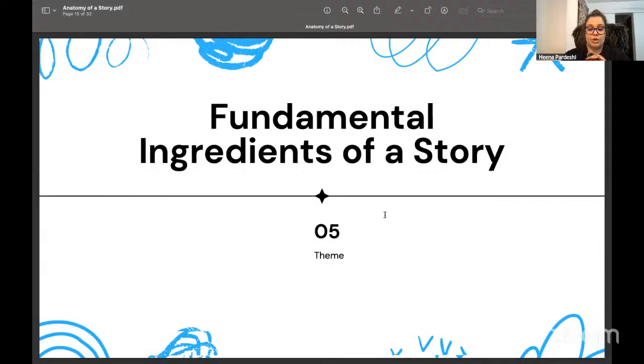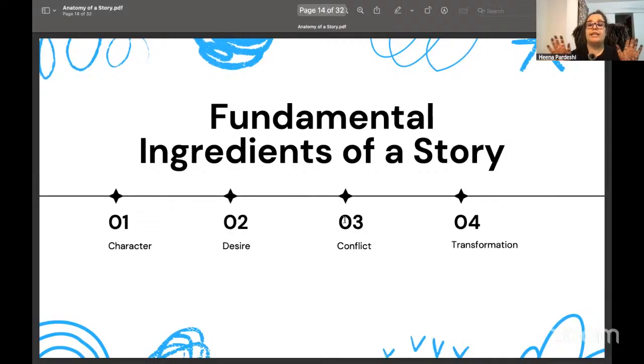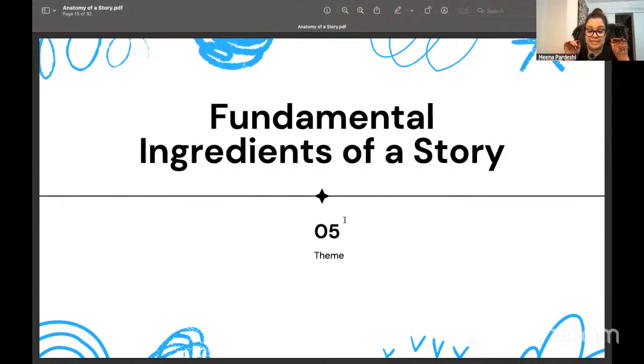If your earlier four ingredients are well executed, the fifth element, that is the theme, will emerge on its own. So this is a very good test for your story. If you are able to nail the first four elements and a theme emerges, that means you are right on track. If it does not, that only means that you need to go back and work on the first four elements until a theme emerges out of your story.